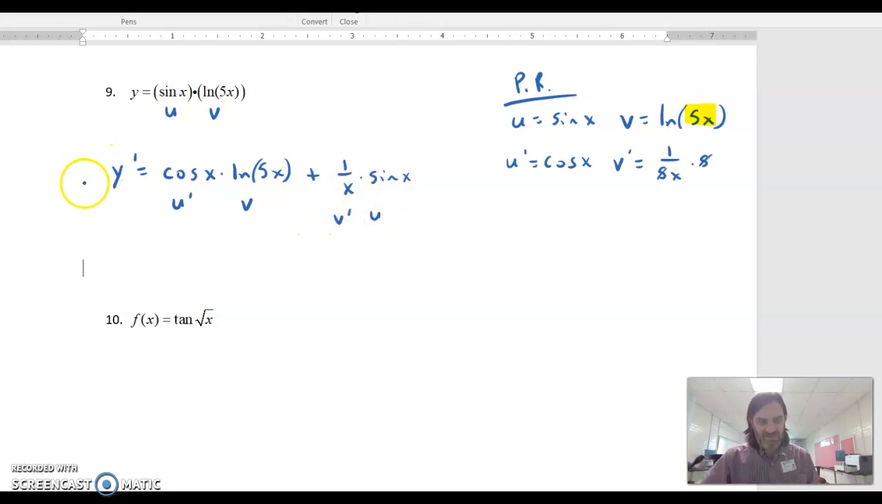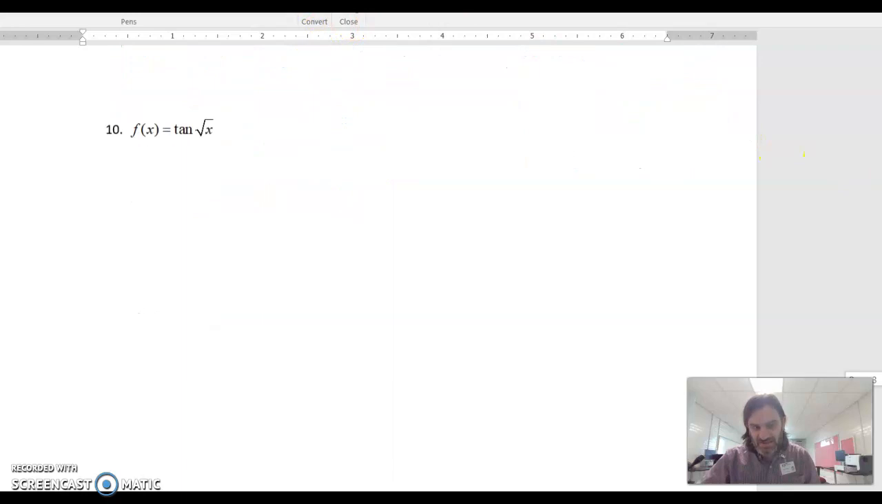You can clean it up a little bit, but you get y prime is cosine of x times the natural log of 5x plus sine of x over x. So everything works out really nice there. And then let's try the last one on here. Hopefully it's not too hard.